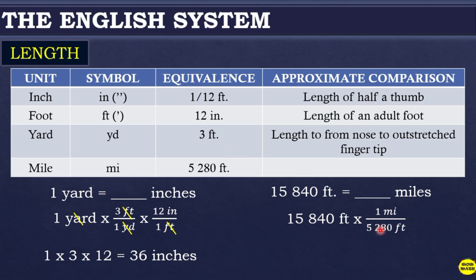Now, so we can now cancel the feet. Okay? So, therefore, we will have 15,840 times 1, that is still 15,840, divided by 5,280, so that is equivalent to 3 miles. So, kung ano yung naiwan na unit, ayun po siya. So, therefore, 15,840 feet is equivalent to 3 miles.